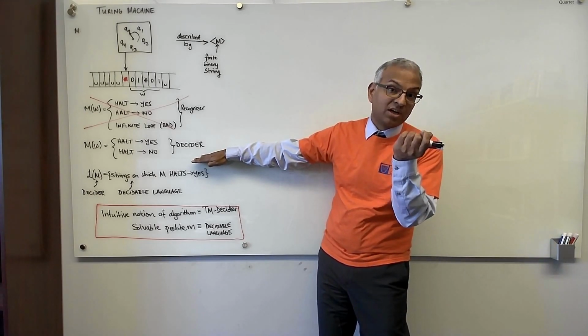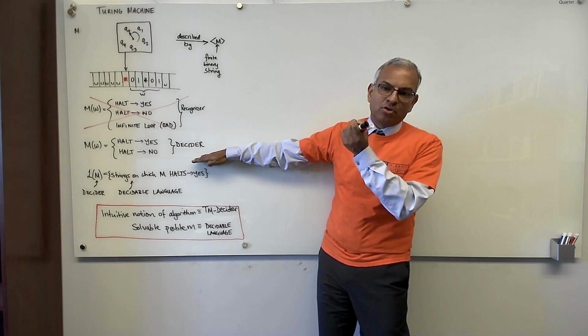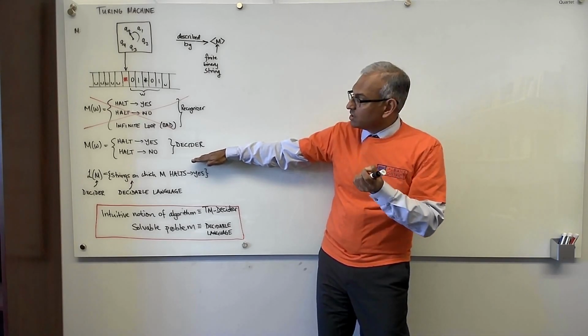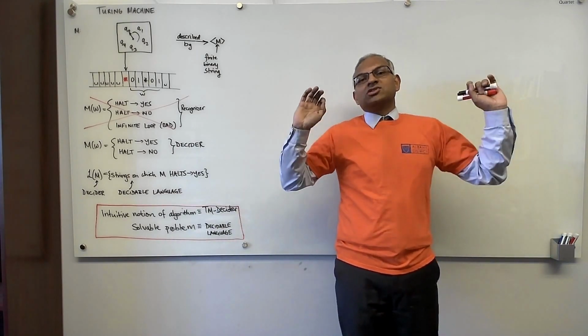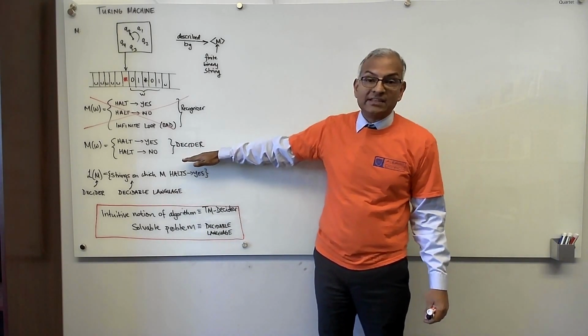So a computer program, think computer program because that's where we're going. A computer program, a Turing machine that always halts and either says yes or no. And if a Turing machine on every input always halts, then we call it a decider.